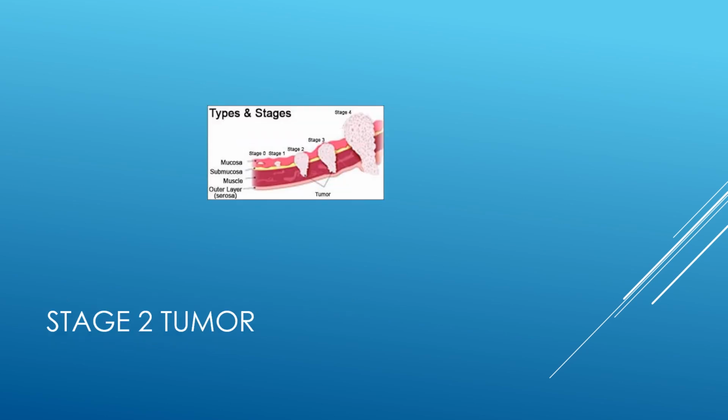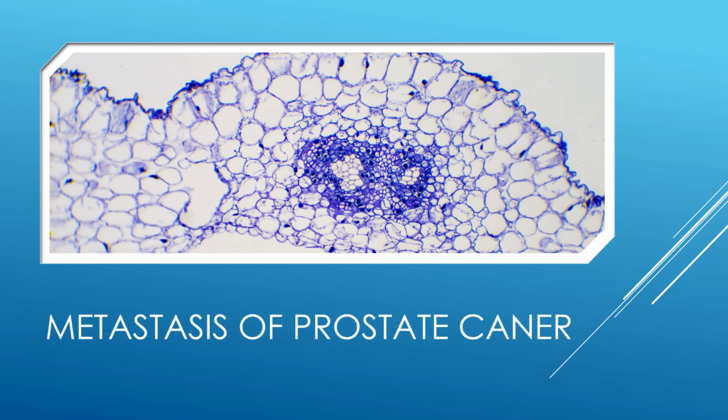Stage 2 tumor. What is a stage 2 tumor? It identifies that the cancer is locally invasive. So it's locally invasive. It hasn't spread to regional structures yet. It's not confined to the site of origin. It hasn't spread to distant sites, but it still has invaded local tissues. The most common site of metastasis of a patient with prostate cancer is in the bone.